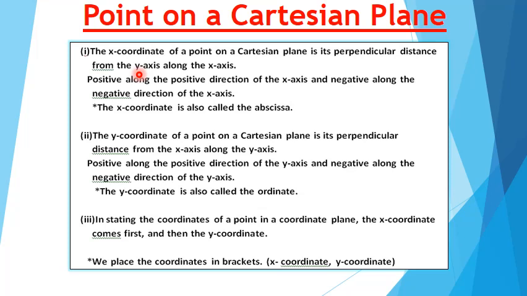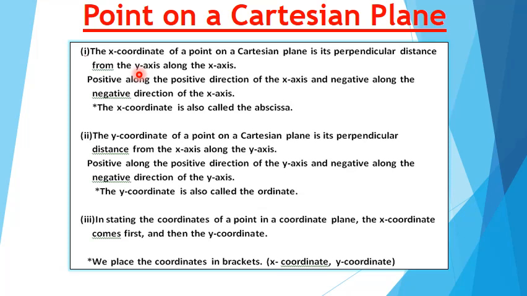The y-coordinate of a point on a Cartesian plane is its perpendicular distance from the x-axis along the y-axis, positive along the positive direction of the y-axis and negative along the negative direction of the y-axis. The y-coordinate is also called the ordinate.